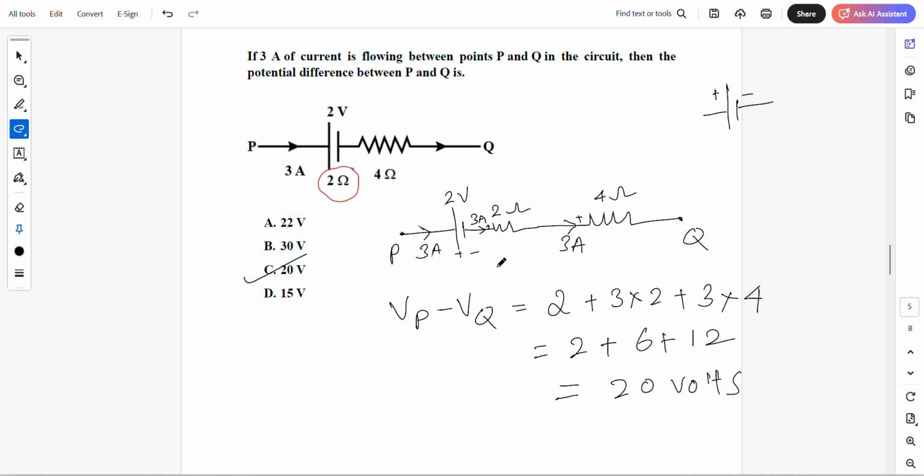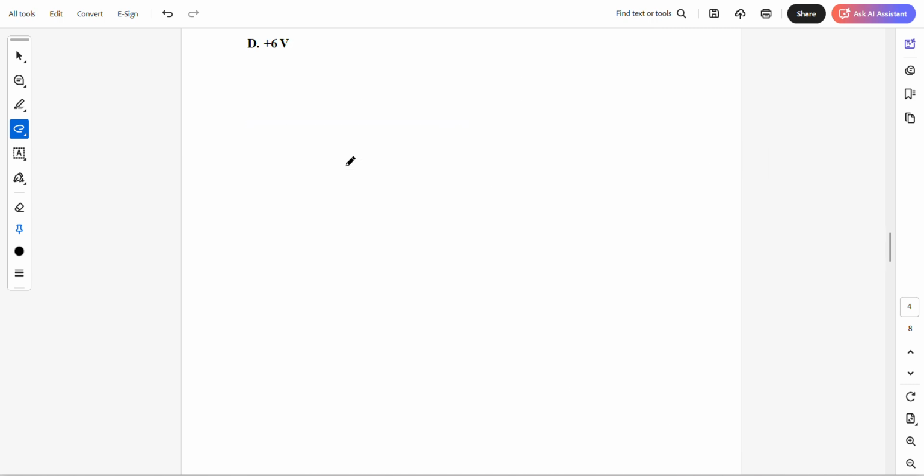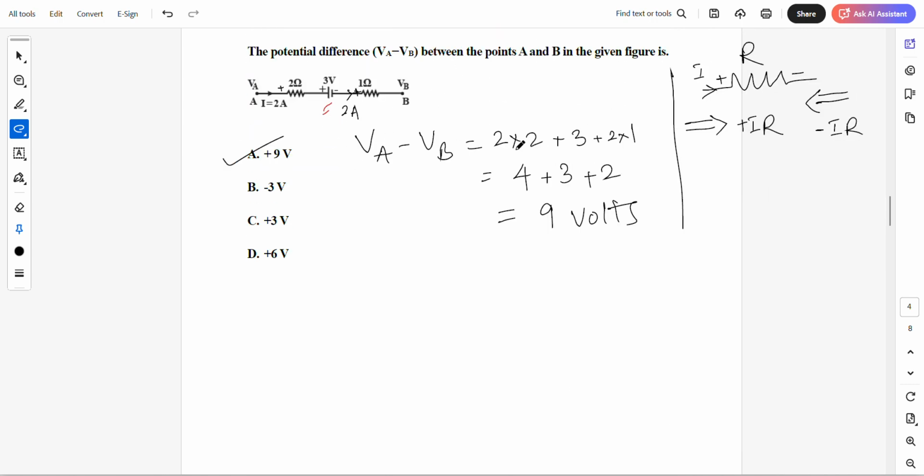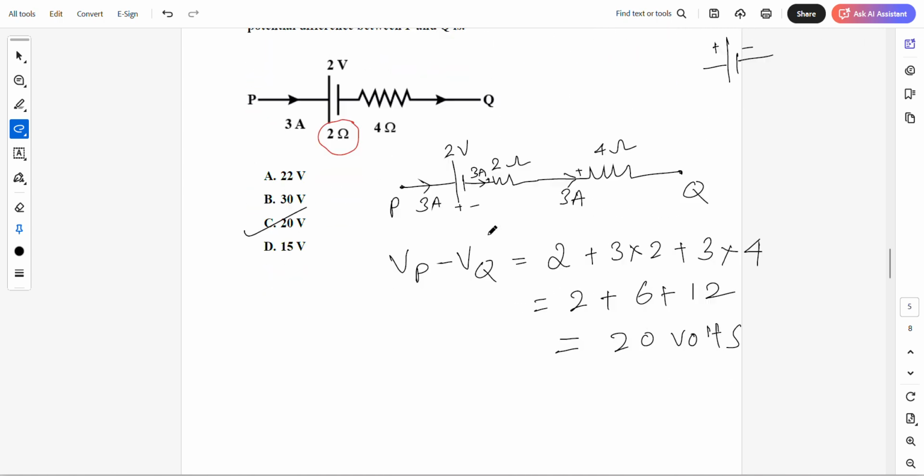Understood? You have to be careful here because they have given 2 ohm as the internal resistance of this cell. Earlier it was not given here. So directly we took 3 volts only. Understood? Next problem.